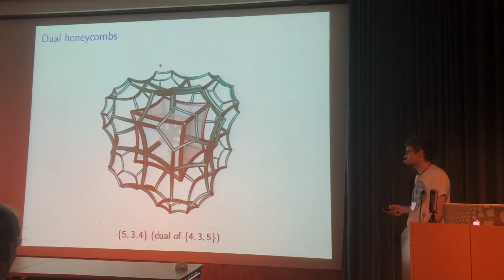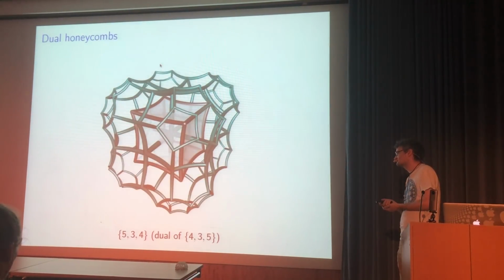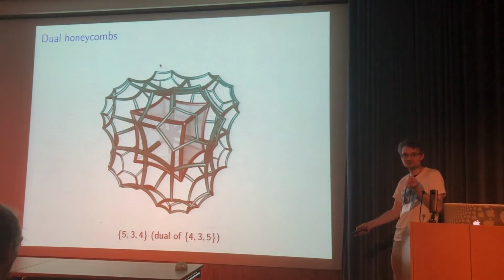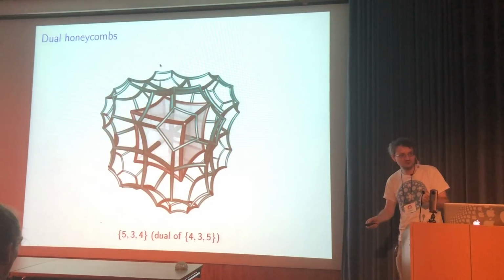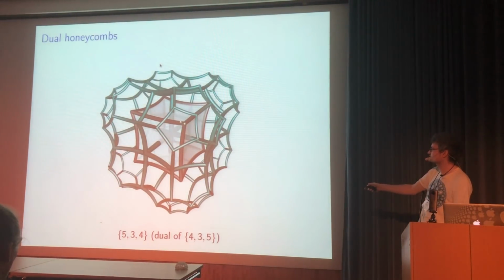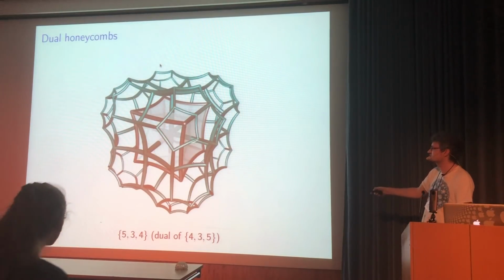And here's the dual of 4, 3, 5. Now it's 5, 3, 4. So what is 5, 3? It's a dodecahedron. 5 means it's made of pentagons, 3 pentagons meet at each point. That's a dodecahedron. And you can see it here, maybe. So here's a vertex of the cube, and then around it there is this dodecahedron.